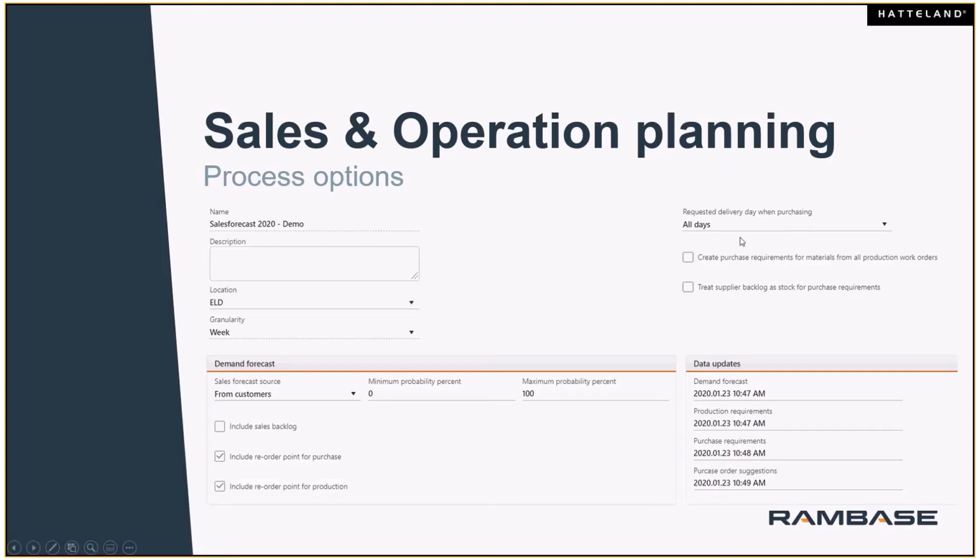You, for instance, also have the requested delivery day when purchasing, the preferred day of delivery used to consolidate purchase order suggestions. Default is all days. And as previously mentioned, you have the probability percent where you can state the range you would like to use for this specific process. So there are a lot of settings that you can activate or enable to fit the way you plan both production and purchase, and all these settings are documented on the online help.